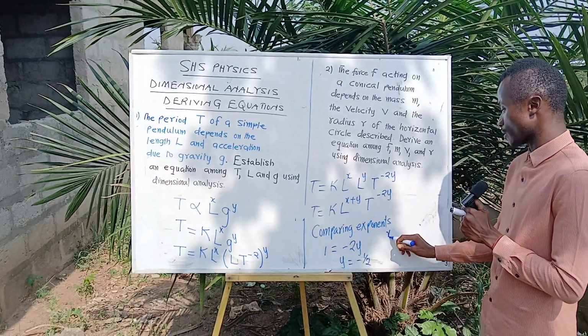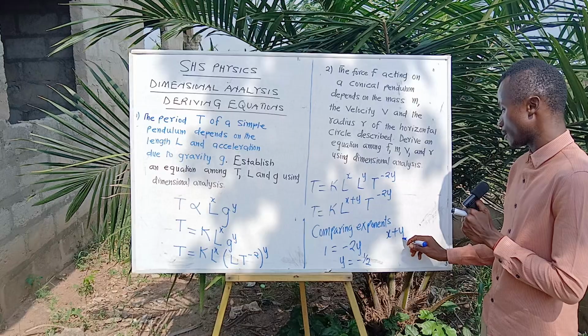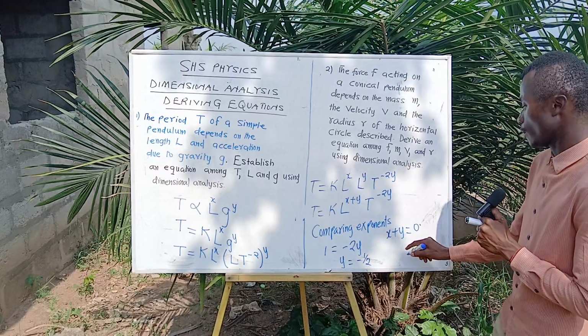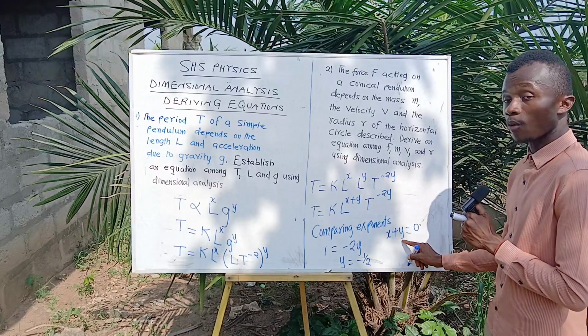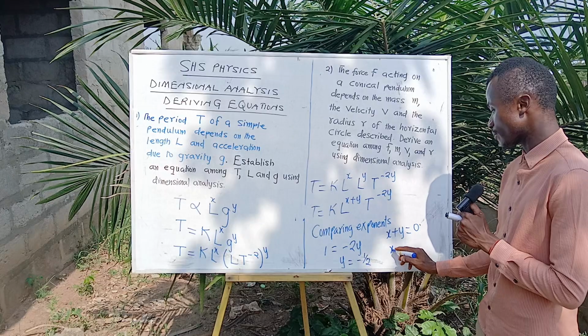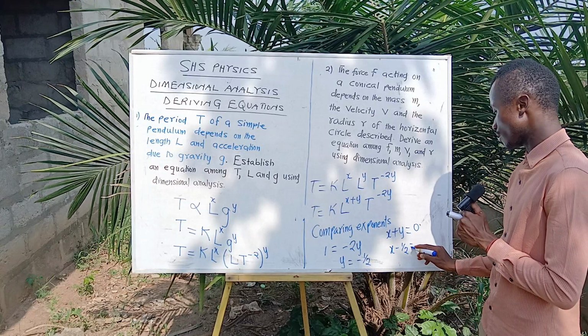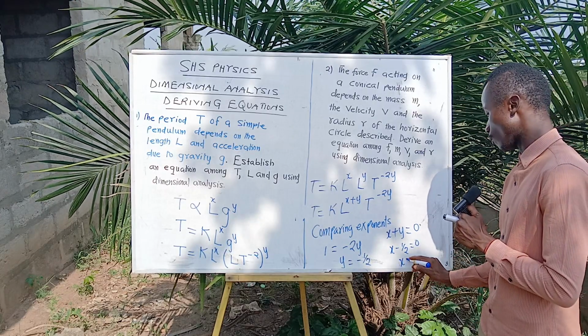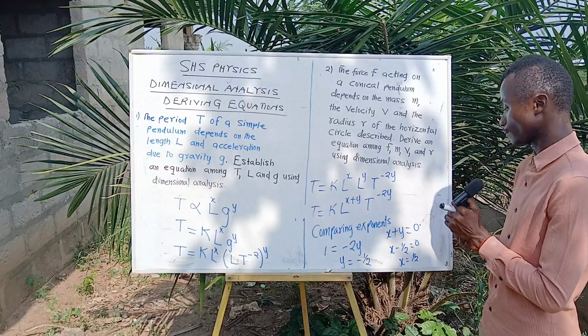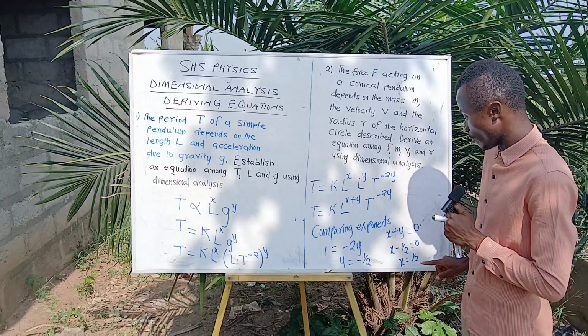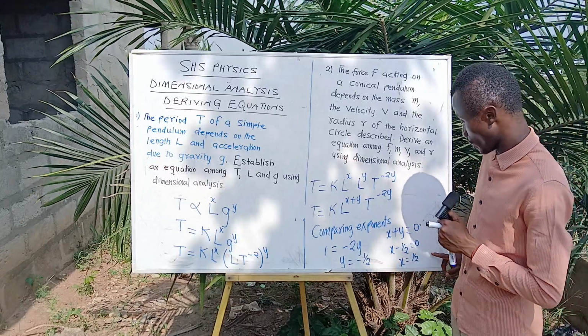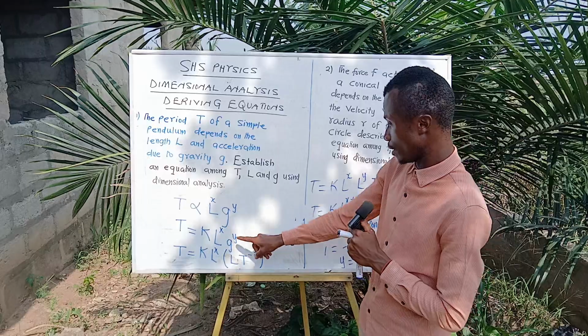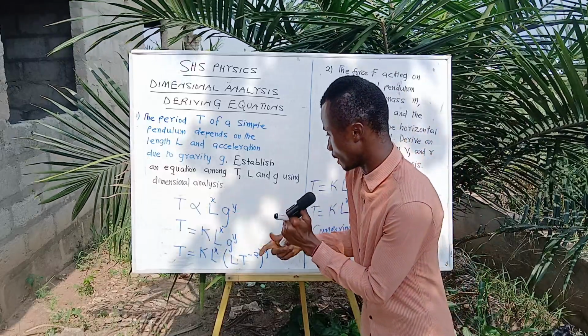So then x plus y is equal to 0. So what is y? Y is negative half. So x minus half is equal to 0, and x is equal to half. So having got the exponent, we put it back into the original equation here. That is the second step.